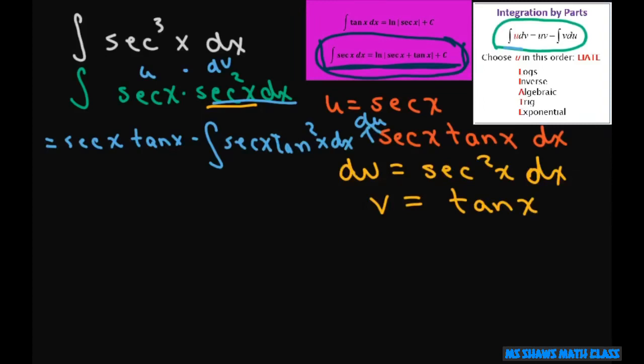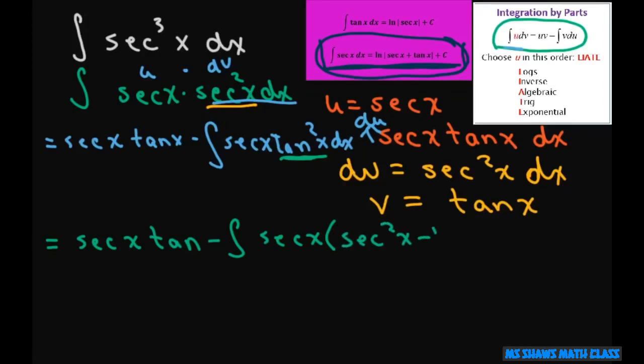All right. Now, simplifying this further, we get this equals secant x tan x minus the integral of secant x times, and I'm going to take my identity for tan squared of x, my Pythagorean identities, and write this as secant squared x minus 1 dx. All right, and then I'm going to distribute.